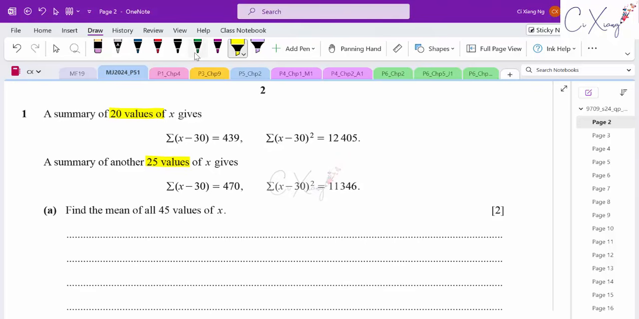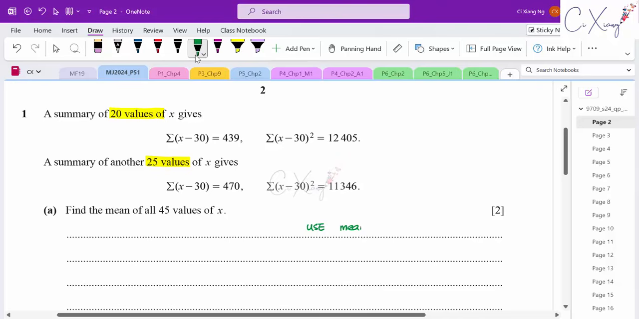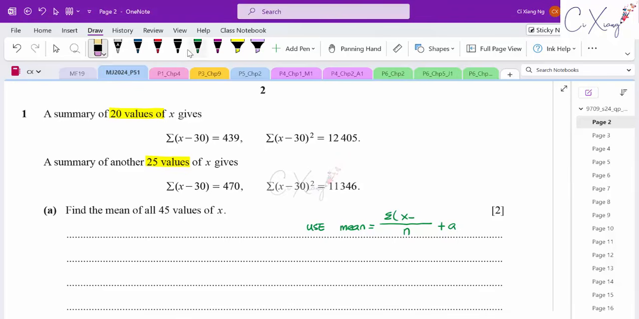So first of all, maybe we need to recall how to find the mean and also maybe the variance for this coding method. In general, if we want to calculate the mean, the general formula is mean equals summation of (x minus a) divided by n, then we have to add back the a. So for our example here, all the values are x minus 30, so you replace a by 30, and after that I need to add back 30.